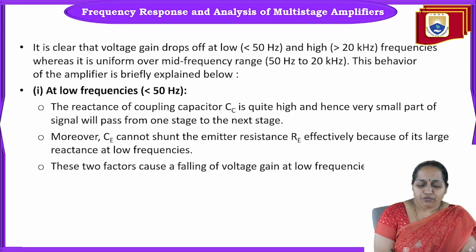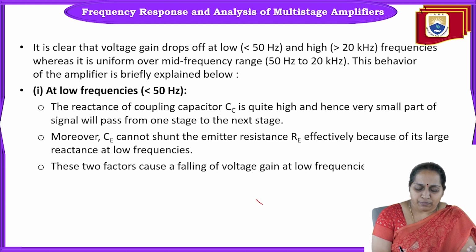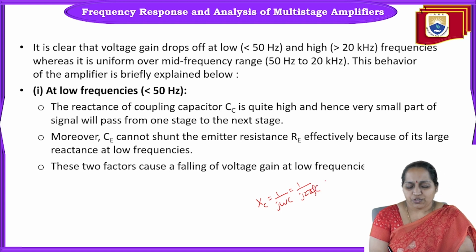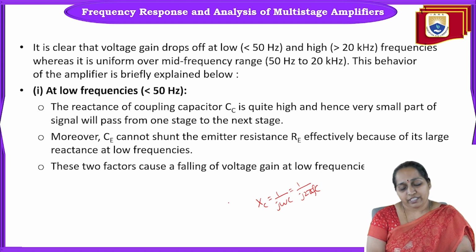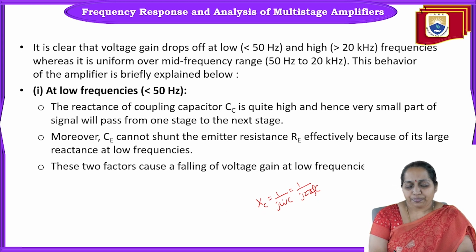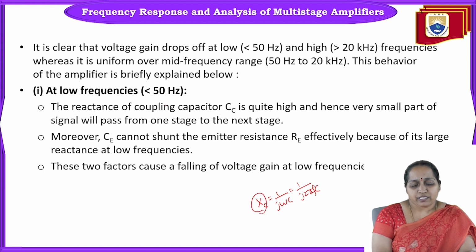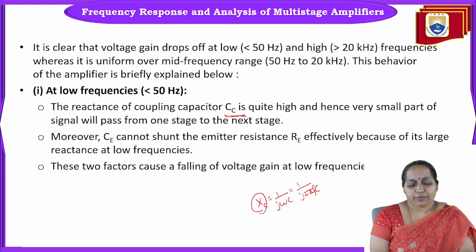Usually the reactance of a capacitance is given by Xc equal to 1 by j omega C, or 1 by j 2 pi fC. So it is understood that as frequency increases, the reactance will reduce. Or in reverse, if frequency is low, then the reactance offered will be high. So for low frequencies, the reactance of the coupling capacitor is quite high. As a result, what will happen? Only a very small amount of the signal will appear at the output of the first stage.